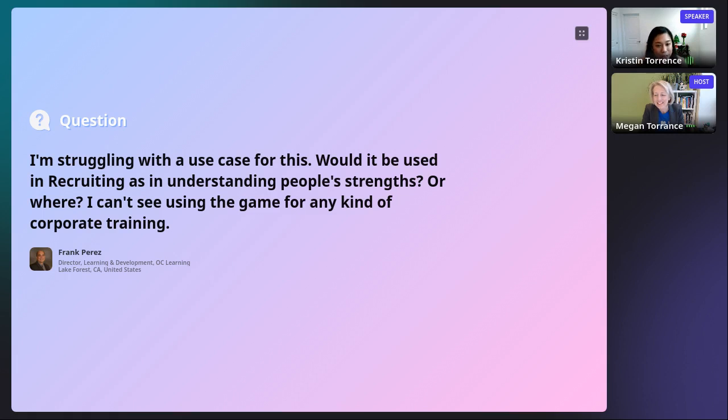I'm struggling with a use case for this. Would it be used in recruiting, as in understanding people's strengths, or where? I can't see using the game for any kind of corporate training. Well, you may not be using Elder Scrolls Oblivion for your corporate training and creative problem solving. However, this evidence-centered design model is really helpful, and we apply it in immersive learning and scenario-based learning.